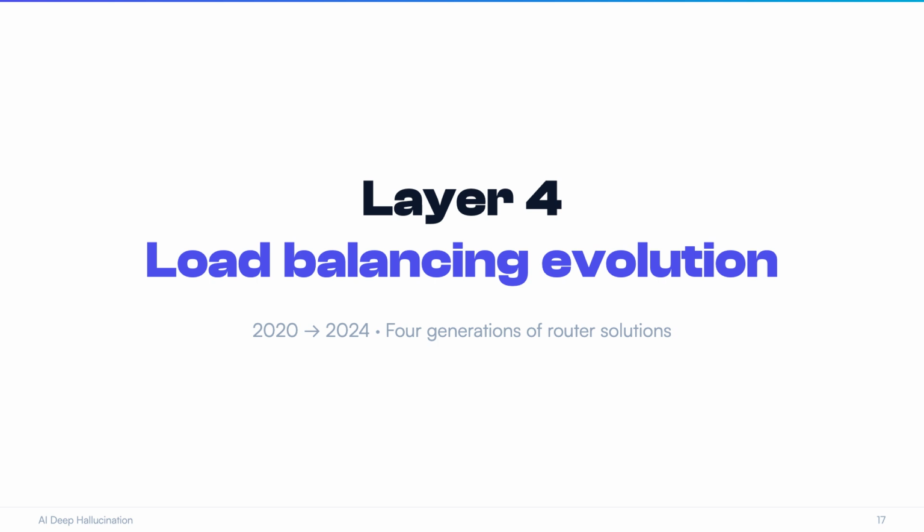Layer 4, load balancing. This is MoE training's classic problem set. Routers play favorites early in training, popular experts overload, cold experts learn nothing. From 2020 to 2024, 4 generations of solutions evolved. 4 generations? Walk me through them from the start.